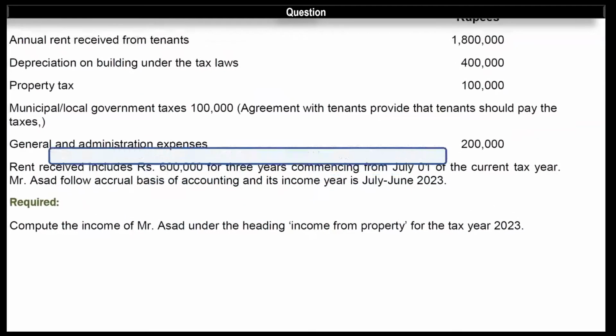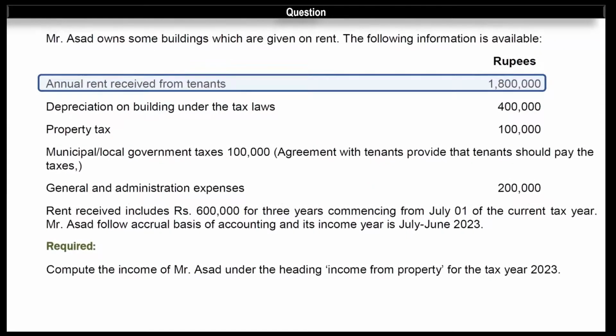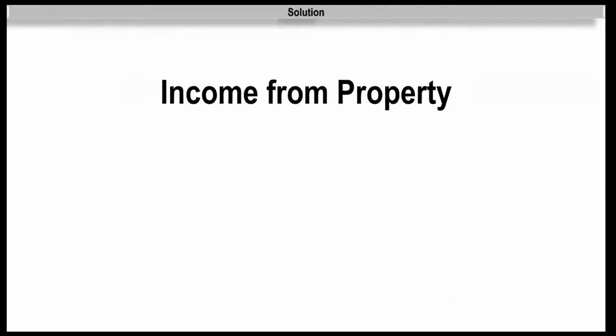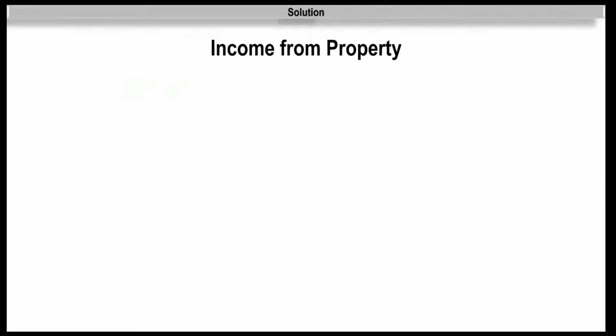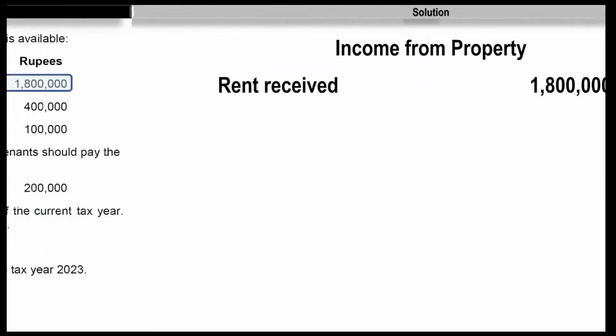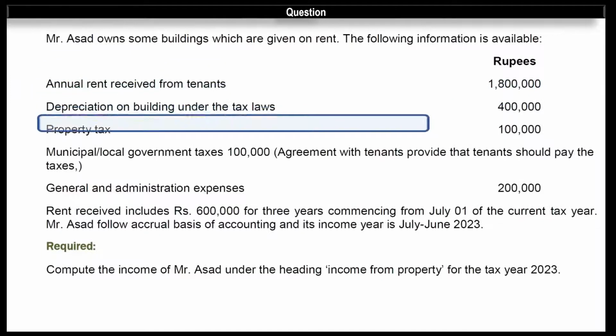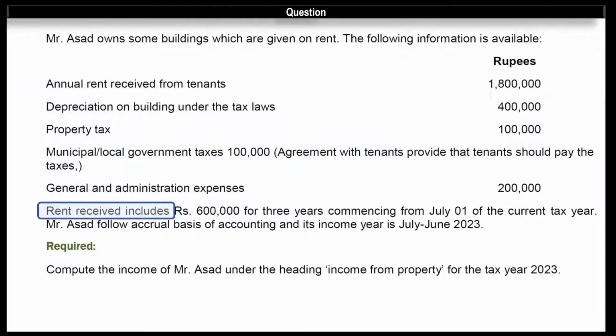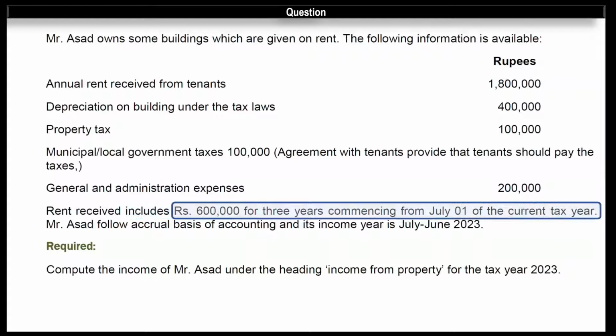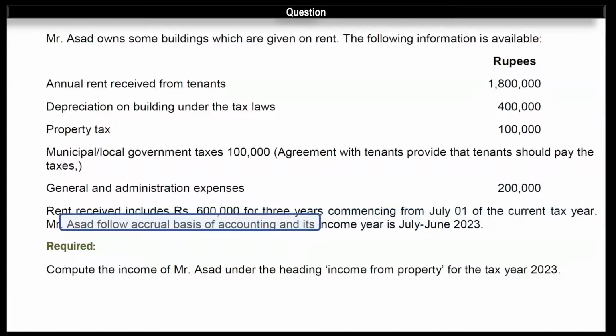First information is about annual rent received from tenant. Mention it in your solution. Rupees 1.8 million is the amount of rent received. Rent received also includes amount of rupees 600,000 for 3 years. Please note this point that 600,000 is already part of 1.8 million.